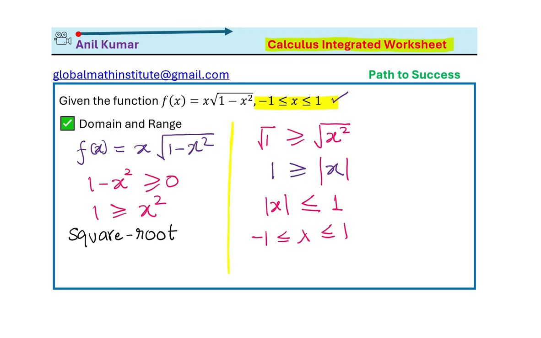So on a number line, if you have to show this, why are we doing so? Because calculus requires all this, right? So we are within this interval, which is from minus 1 to 1 on a number line.